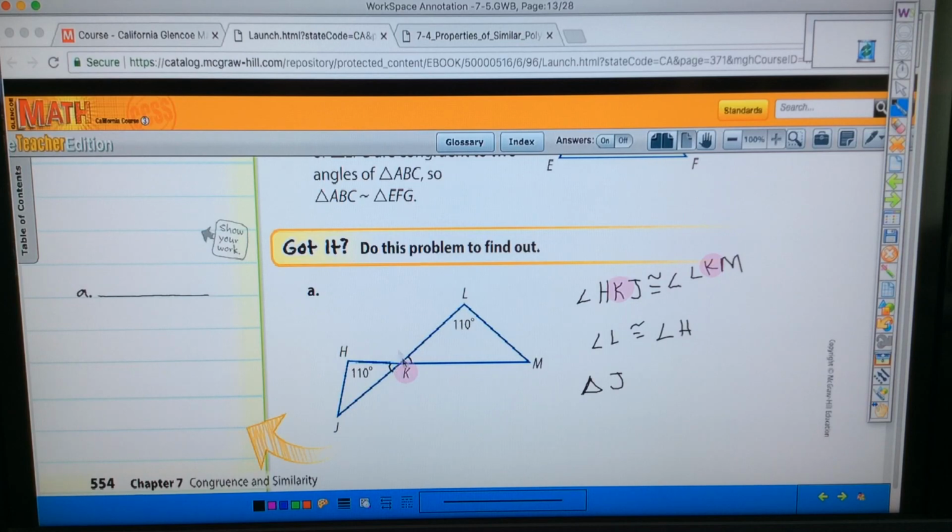or however you want to word these, it makes no difference. The order of the 3 letters doesn't matter. Triangle JHK is similar. So the equal sign with the squiggly above it is congruent. Just the little squiggly here means similar. Okay, is similar with triangle MKL. Triangle MKL. And again, the order of the letters does not matter.